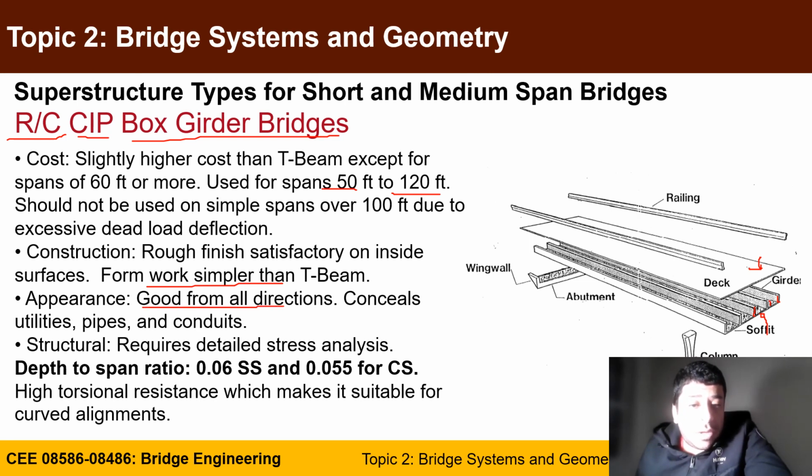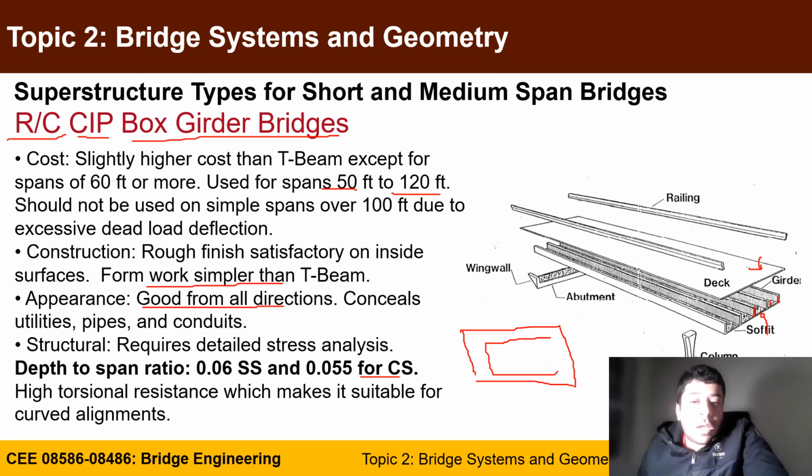Appearance looks good from all directions, and those cells can also be used for utility lines. The depth to span ratio is 0.06 for simple span and 0.055 for continuous span. If you know a little bit about torsion stresses, torsion stresses for a section that has boxes are always bigger than for T-girder shapes. So if you have a curved alignment, you will most likely have a huge torsion effect, and box girders can be the better option.